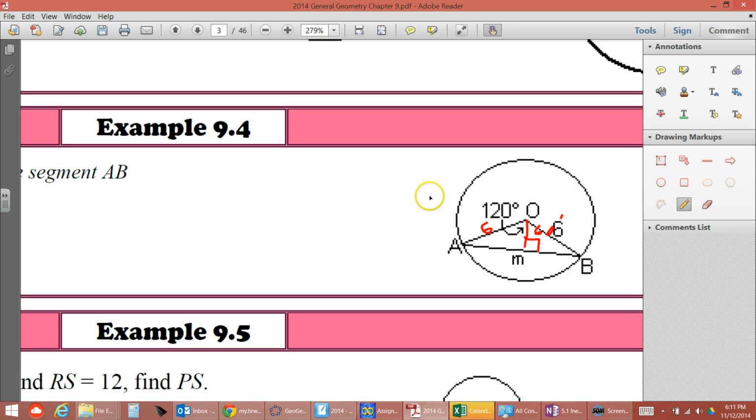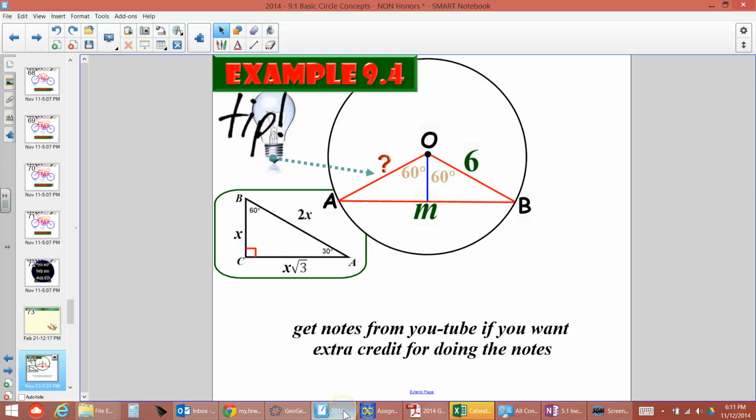And if this is 60, this is 90, and this is 30, there's your 30, 60, 90. That means we're going to use special right triangles. So if I come back over here to the notes, I used my special right triangle. This right here is supposed to be equal to 6, which means that x equals 3. So this is going to be a 3 over here. And this one down here is going to be 3 root 3.